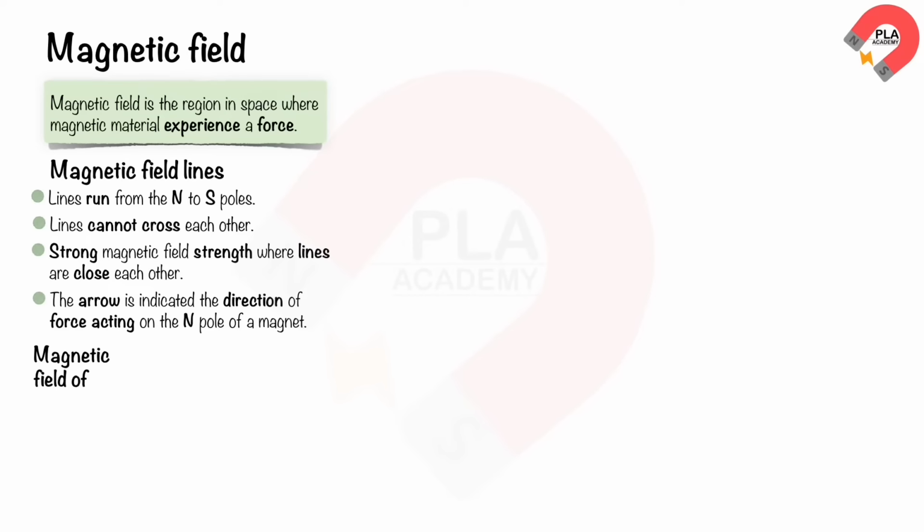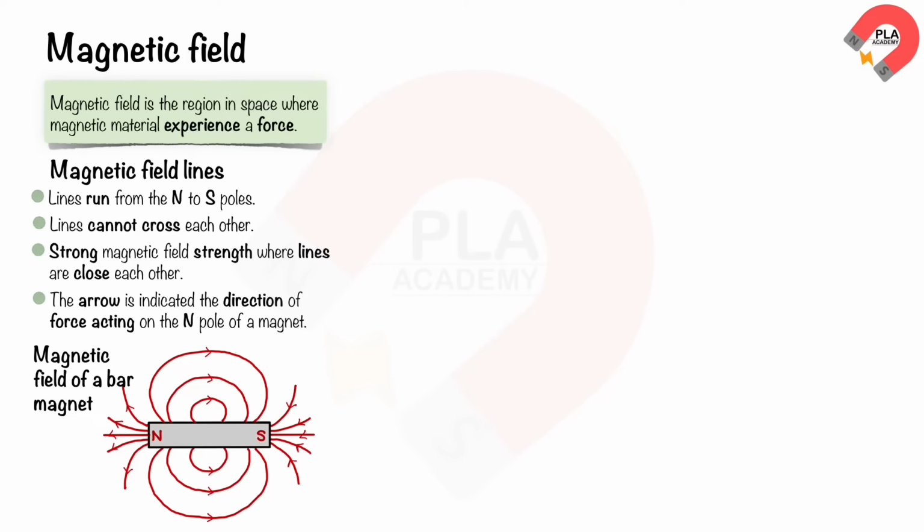The magnetic field lines around a bar magnet. Magnetic field lines run from north to south. Magnetic field lines are very close to each other at the north and south poles. This shows that the magnetic field strength is strong. Magnetic field lines are far apart further from the magnet. This shows that the magnetic field strength is weak.